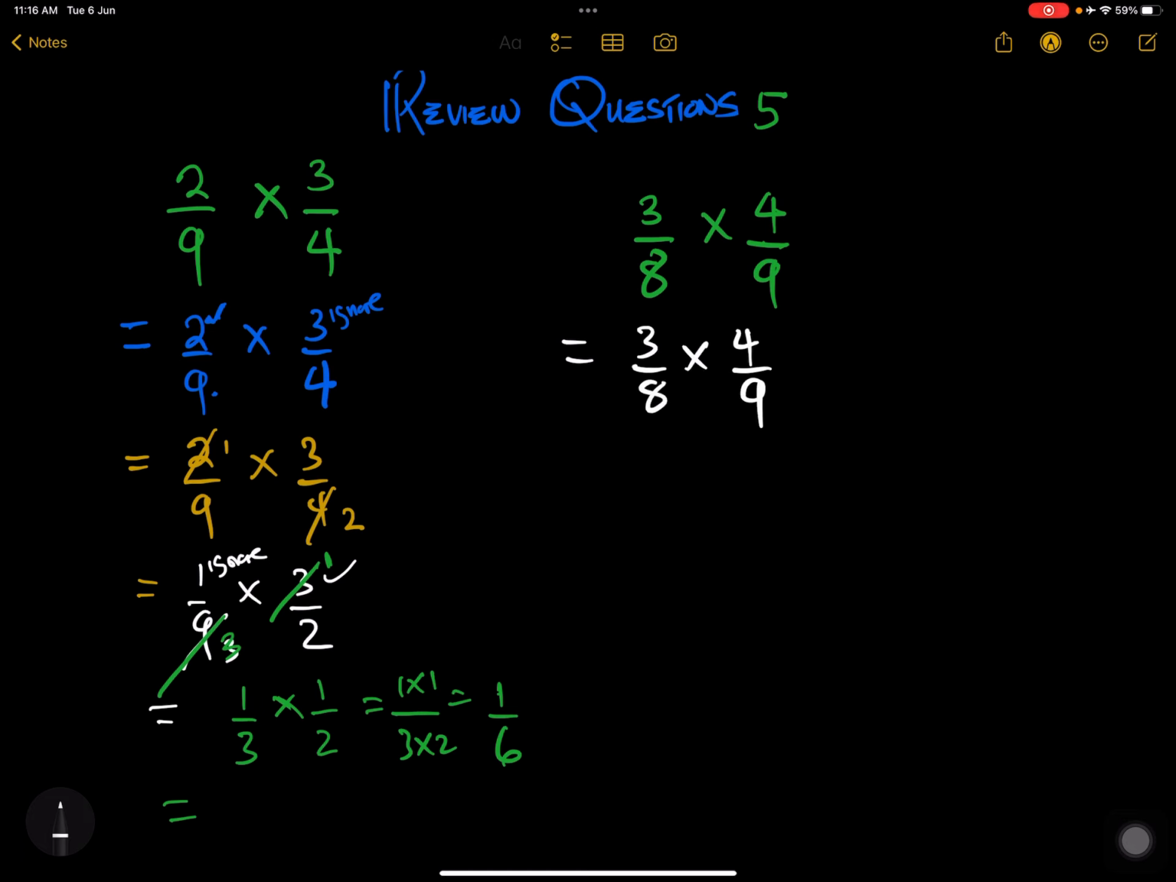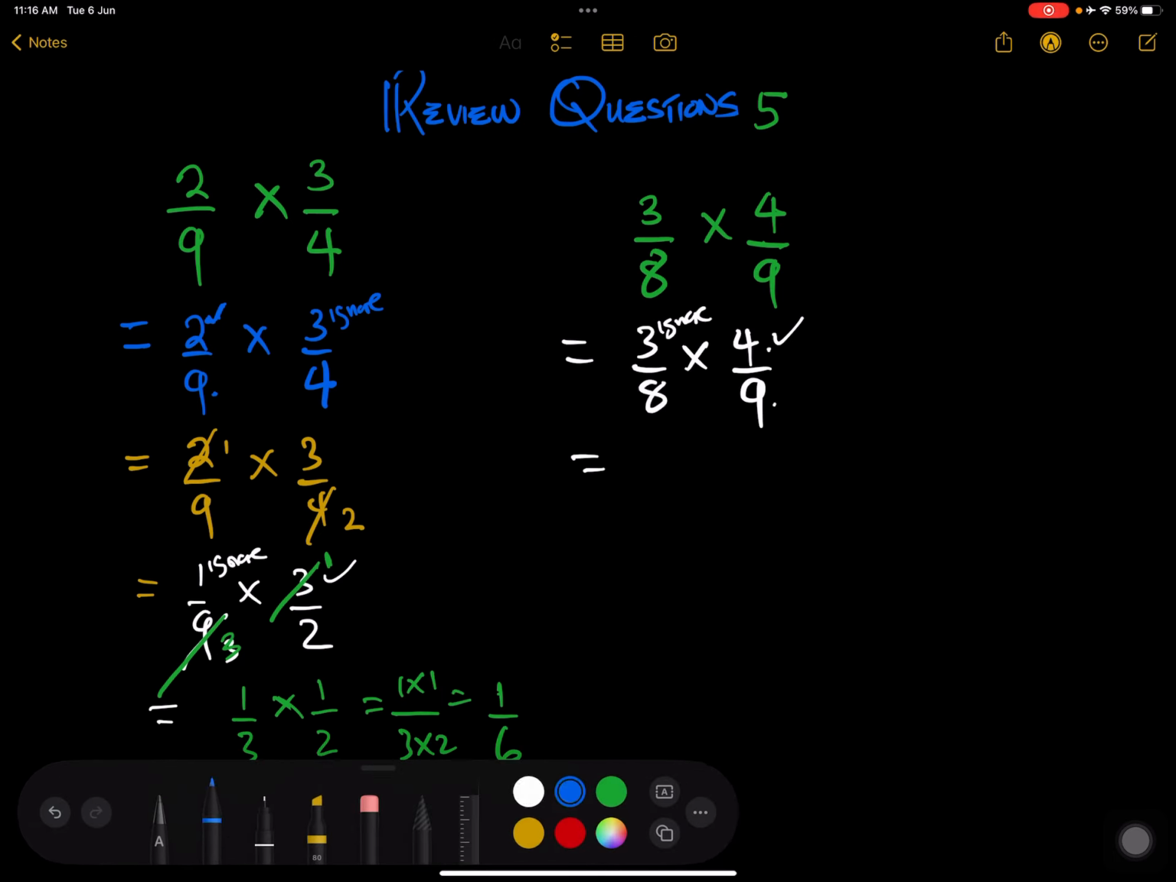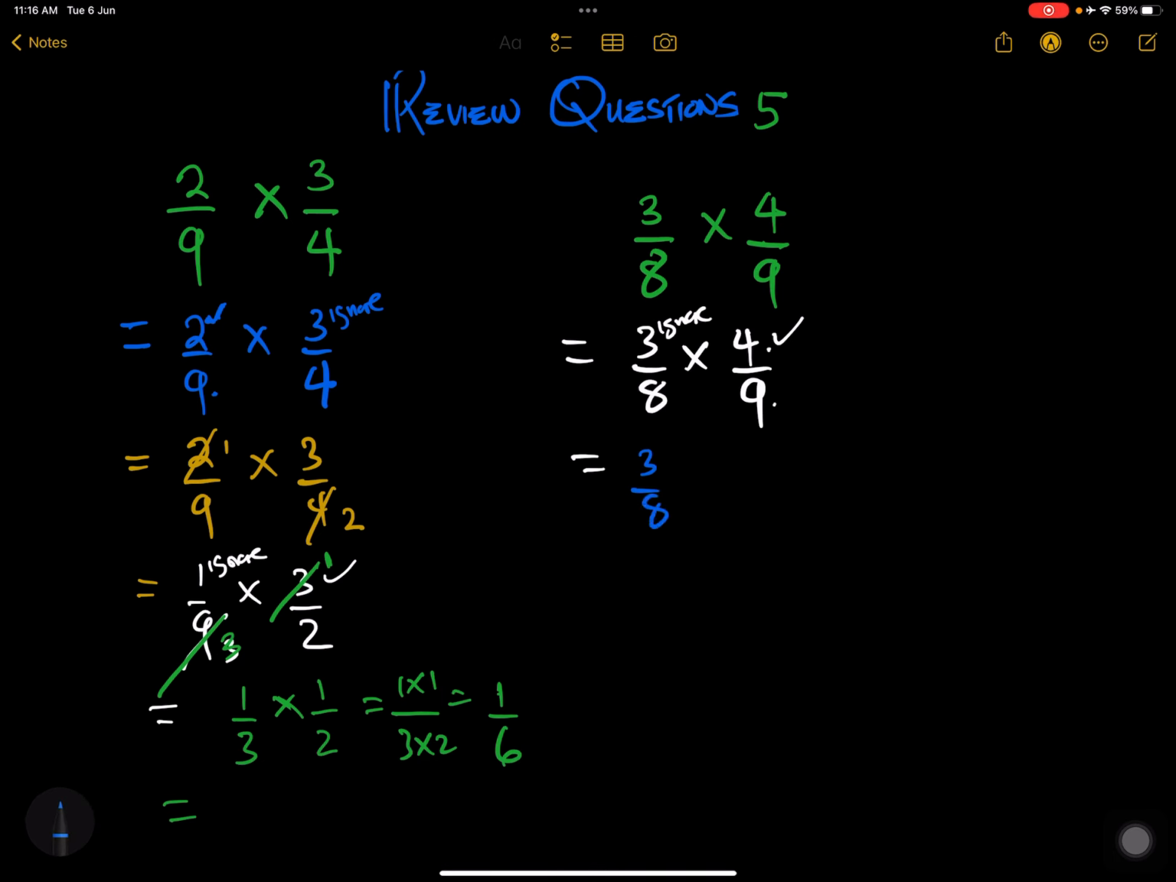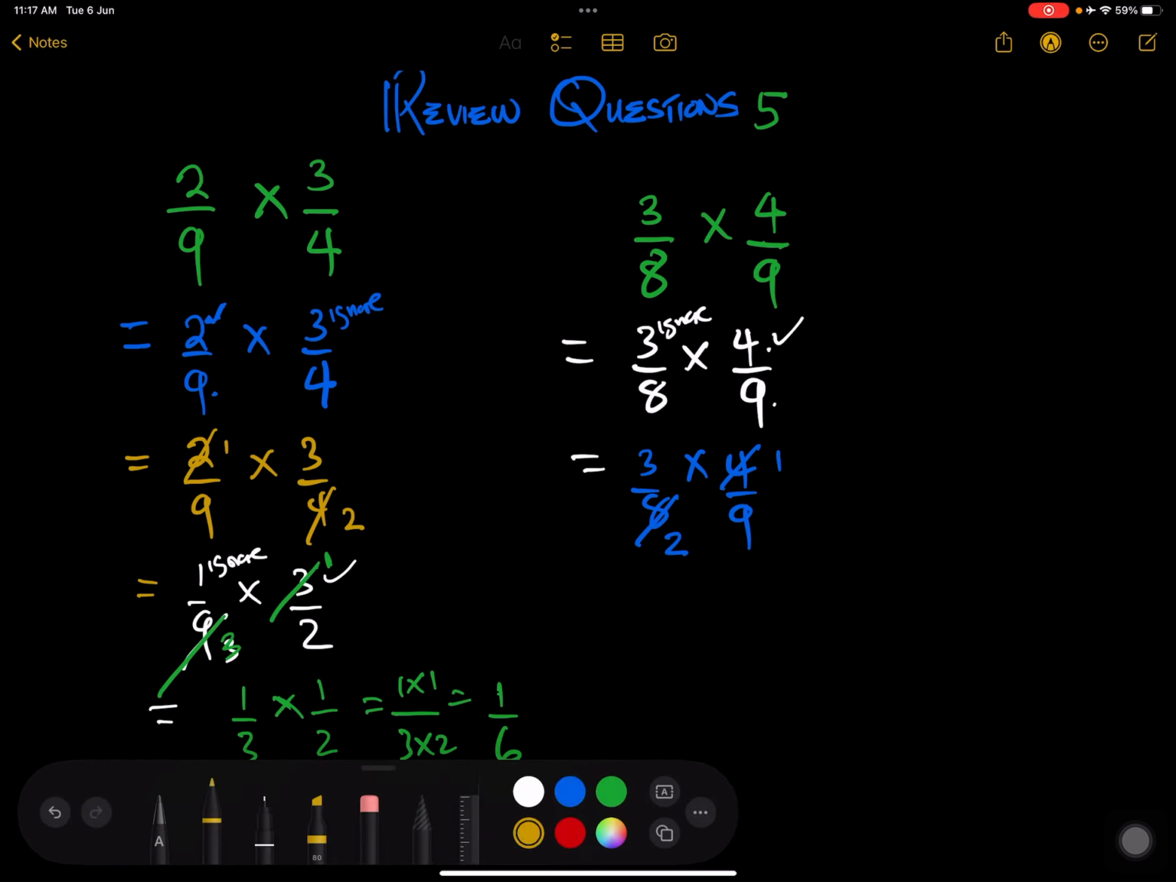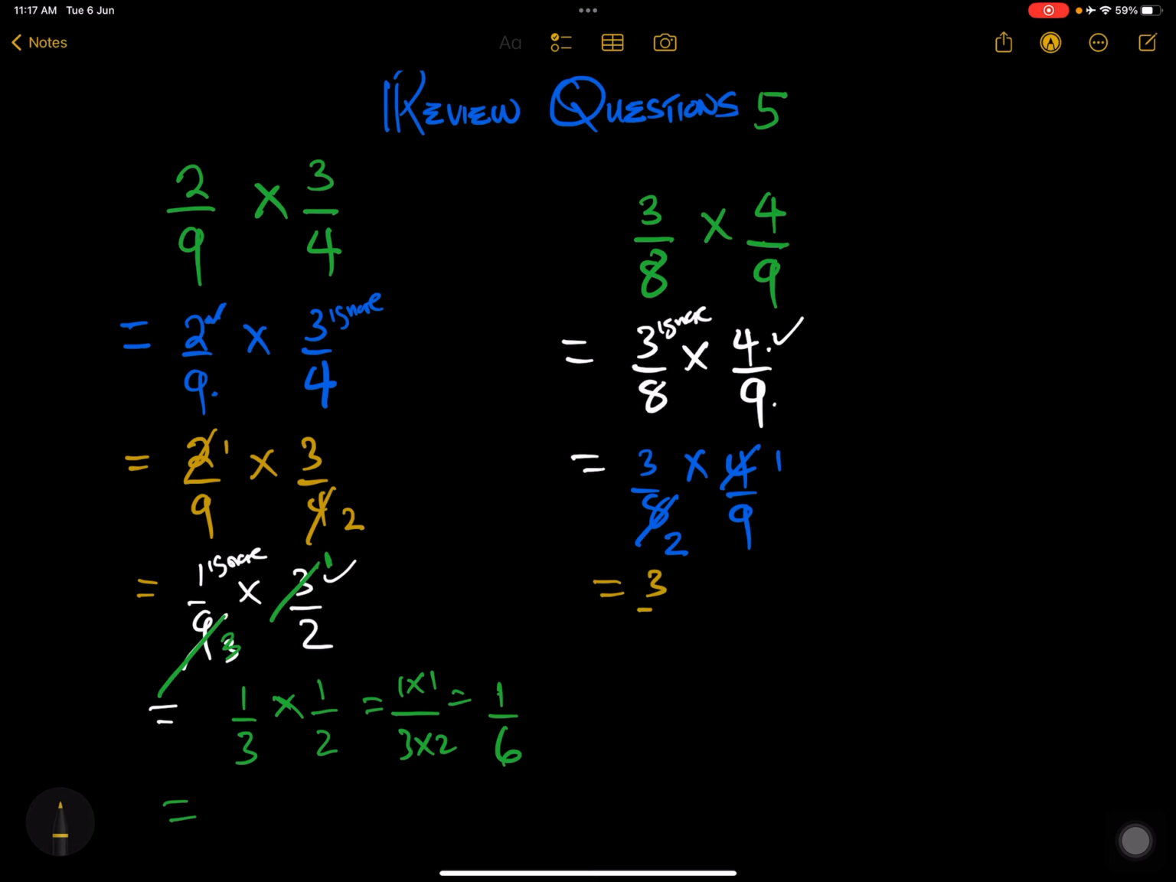If we pick this number 4, we are going to ignore this. Now, can 4 go into 9? No. But we know that 4 can go into 8. So 4 goes into itself 1 time, but it can go into 8 2 times. So we're going to be left with 3 divided by 2 multiplied by 1 divided by 9.